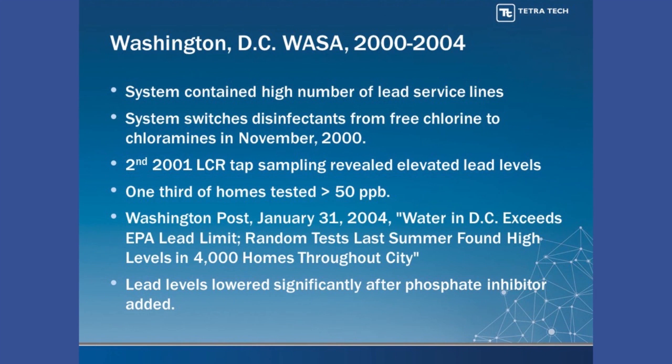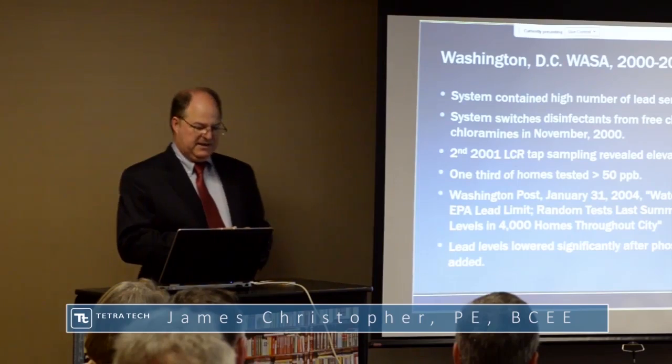Now, if we come forward 107 years to the year 2000, and we look at the Washington, D.C. Water and Sewer Authority, at that time in 2000, they had approximately 23,000 individual services that had lead service lines still in their system. And in November of that year, to comply with another regulation, the disinfectant byproducts regulation, they changed the type of disinfectant they were using. So they changed from chlorine to a combined chlorine residual, or chloramines. And about a year later, when they took their second round of lead tap samples, they noticed elevated lead levels.